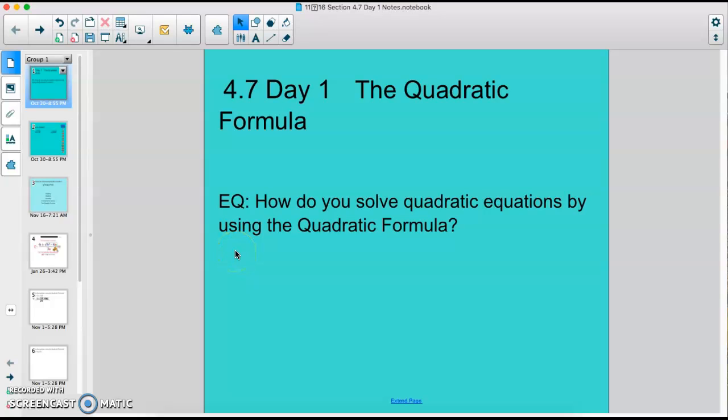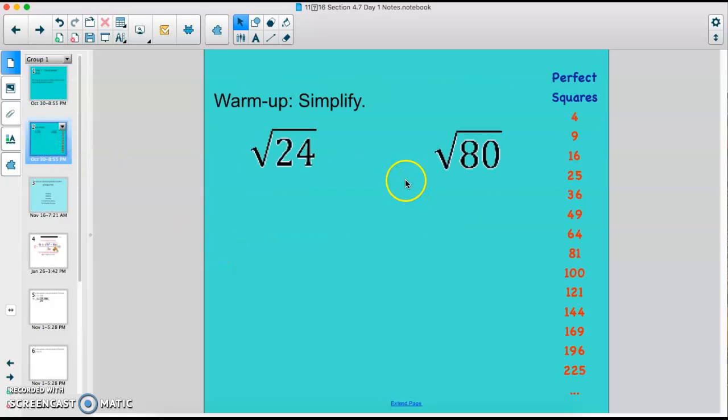All right, welcome to 4.7, day one. Today we're talking about the quadratic formula. How do you solve quadratic equations? By using the quadratic formula is our essential question. To warm up here, we're going to simplify these square roots.